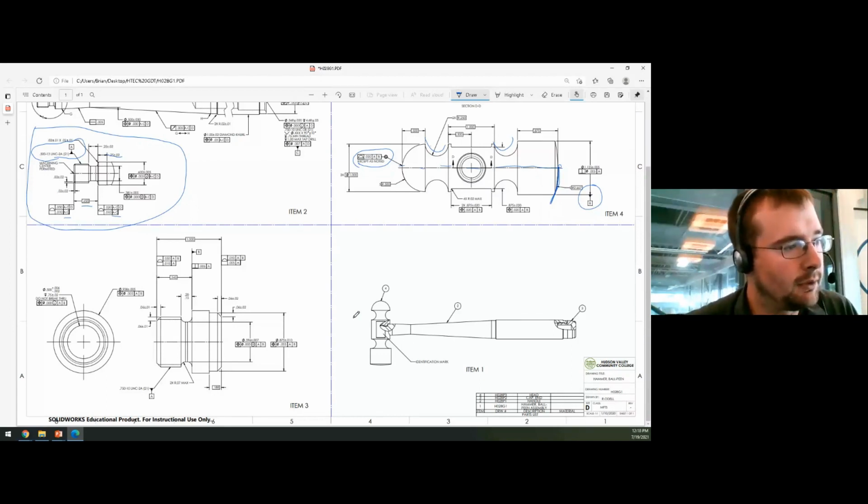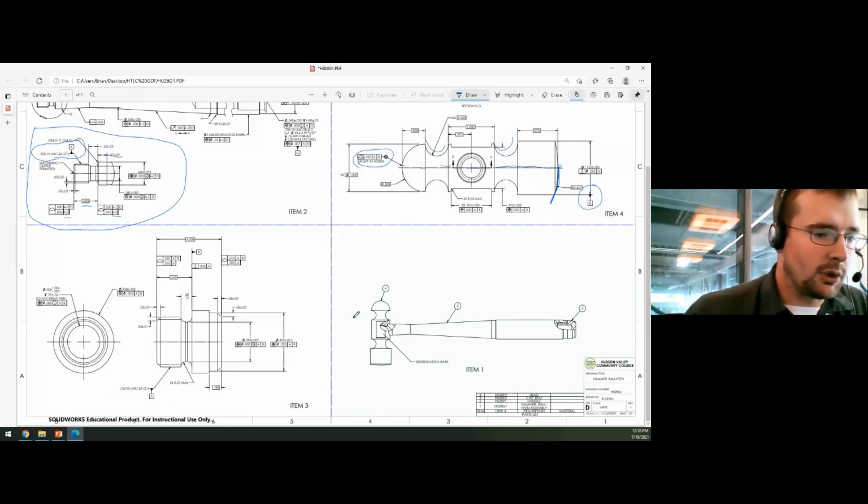Cleanliness of the drawing, labeling of the drawing is critical. I don't want them handing this in all greasy and dirty. Things like that are also very important. Okay. Again, different datum call outs.